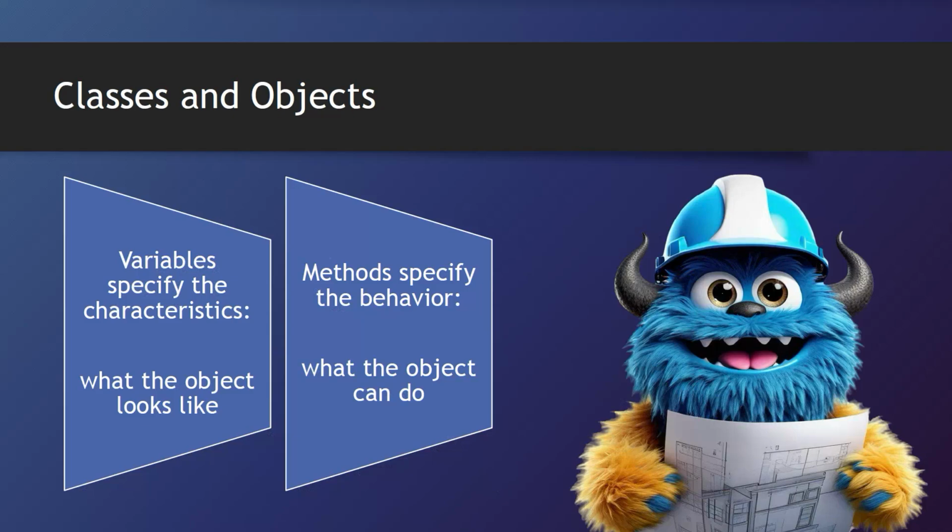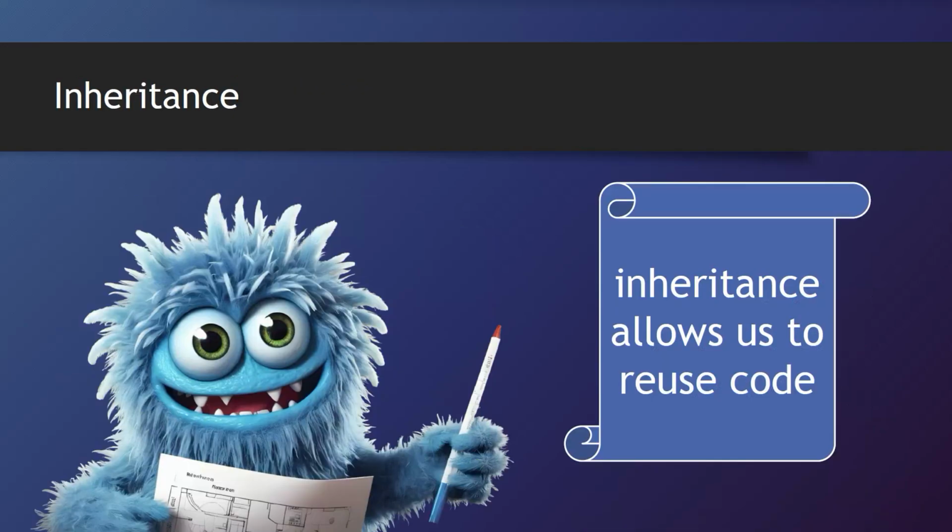You define the characteristics and functionality of objects of this type with instance data variables and methods. Variables specify what the object looks like, and methods specify what the object can do. Inheritance allows us to create new classes based on existing classes. Inheritance allows us to reuse the characteristics and functionalities of an existing class in a new class.